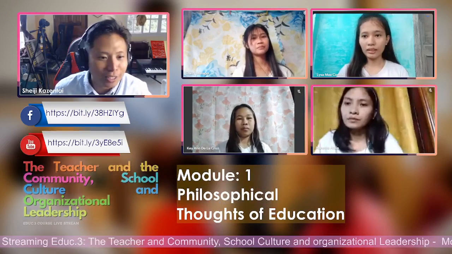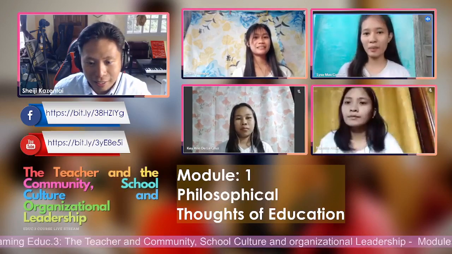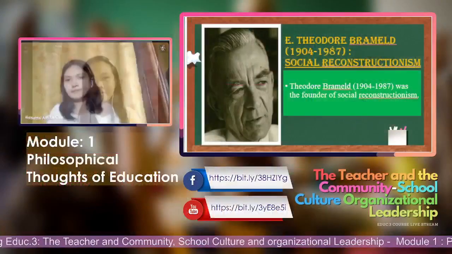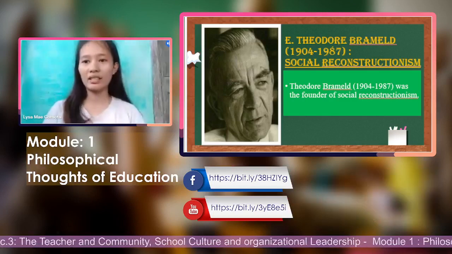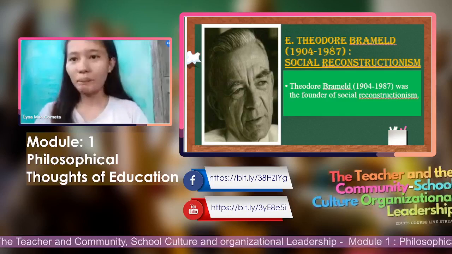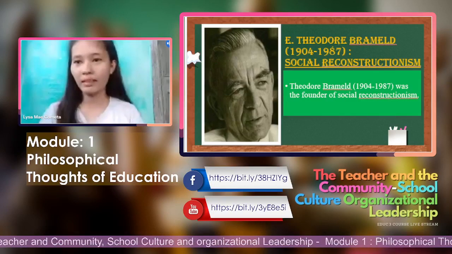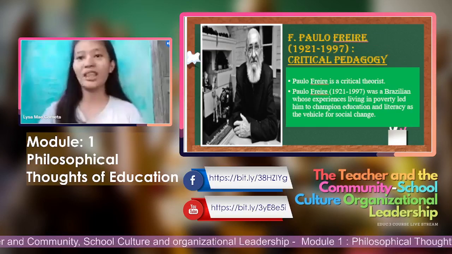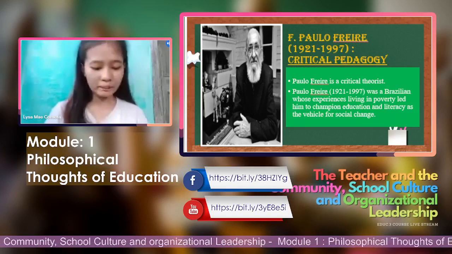So, meron pa pong susunod? Ako pa po, sir. Yung kay George Counts pa po. Sige. Go. Alright. So, yung sunod po, si George Counts, 1889-1974. So, he is best known for his controversial pamphlet, Dare the School Build a New Social Order, noong 1932.